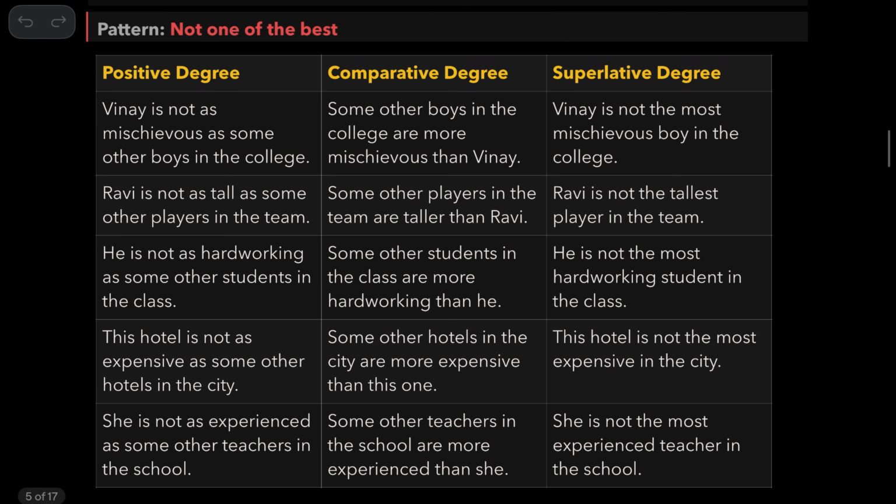And this pattern, not one of the best. As I said, there is no explanation about this in the textbook, but then there are a few questions. Okay, now let us take a look at all these sentences. Positive degree. Vinay is not as mischievous as some other boys in the college. Ravi is not as tall as some other players in the team.